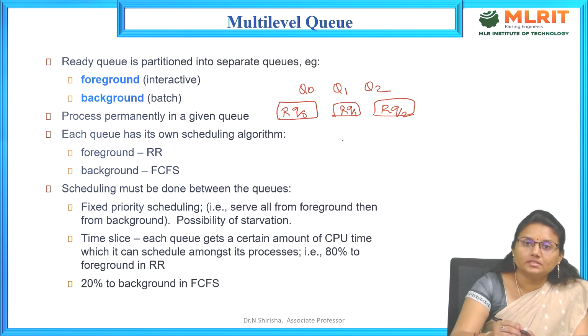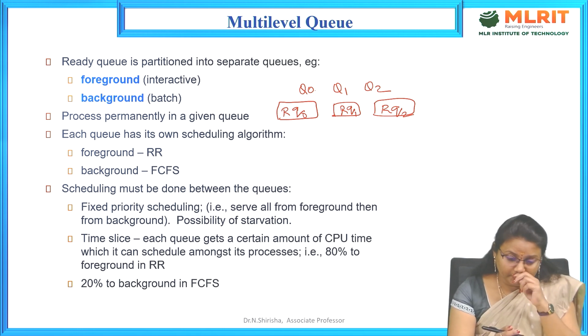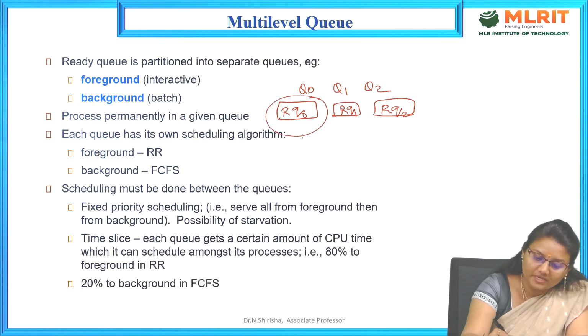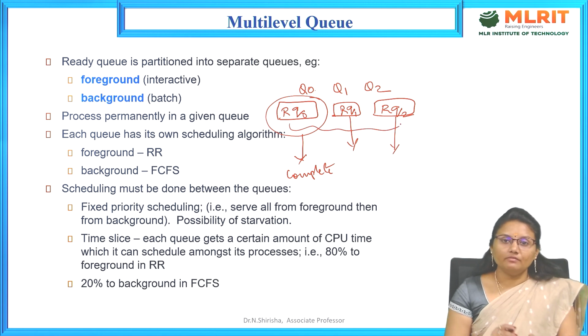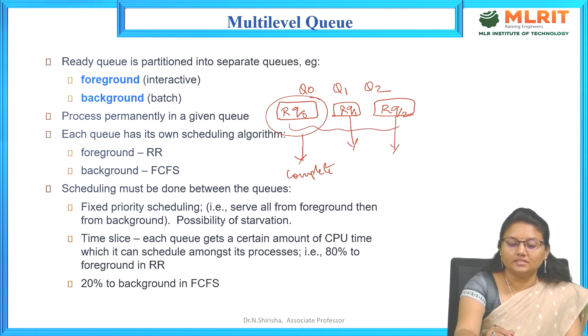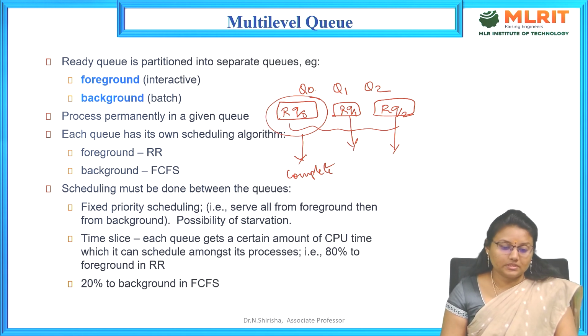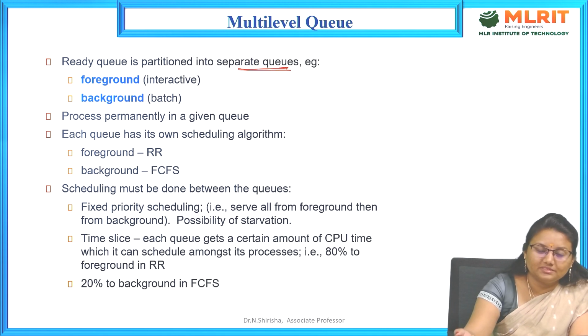Once the processes which reside in one queue complete their execution, then the next ready queue will complete, and then the next ready queue. Like that we are differentiating the ready queues, and we call this multi-level queuing scheduling. So how this works, we'll see. The ready queue is partitioned into separate queues.